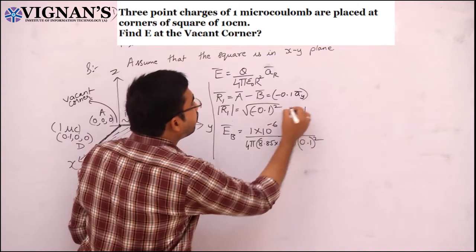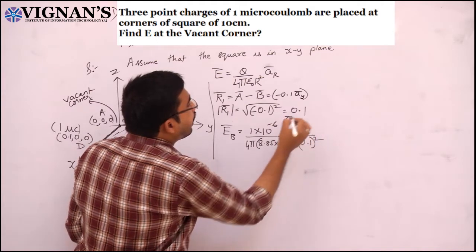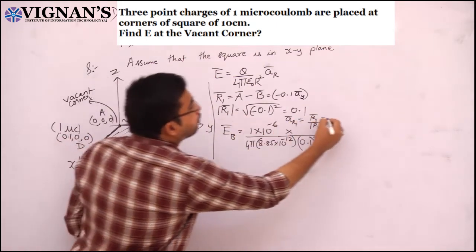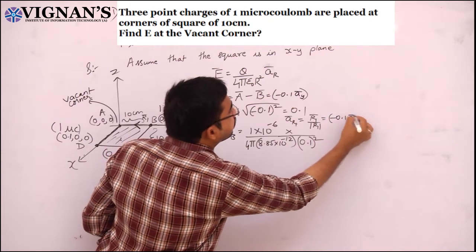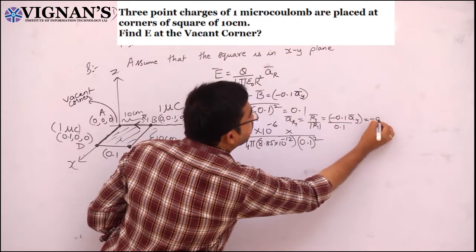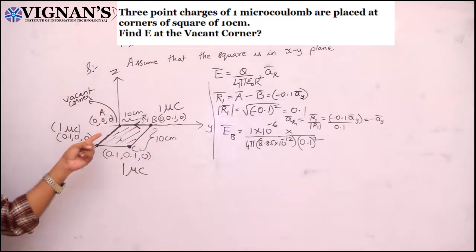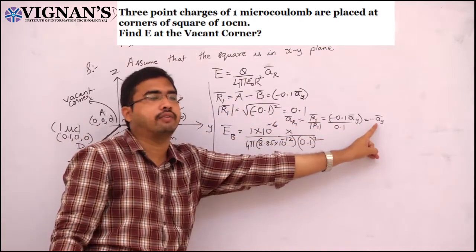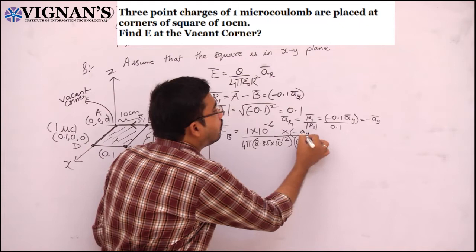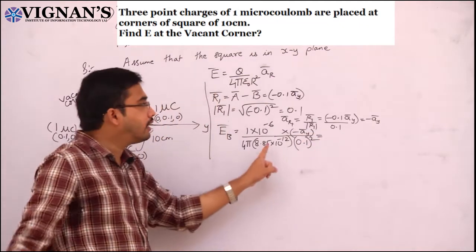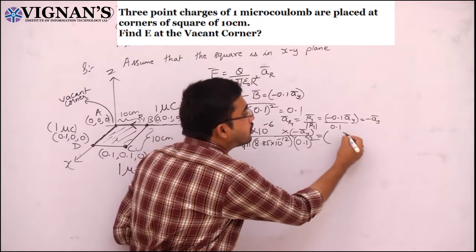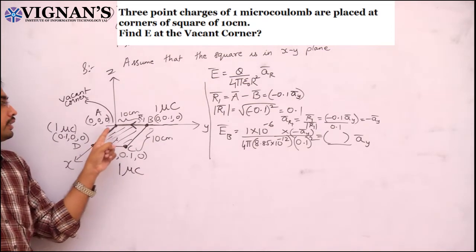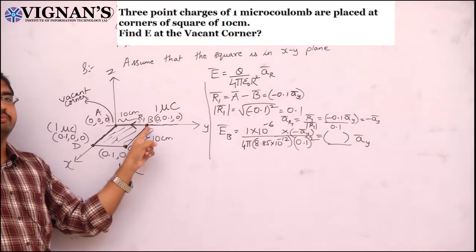The unit vector AR bar will be R1 bar by mod R1 bar, which is equal to minus 0.1 AY by 0.1, that means minus AY. As this point is on y axis and you are taking in opposite direction, your vector will be minus AY. So minus AY. Use your calculator and simplify this value. You will get some constant into AY bar. This is the electric field intensity at point A due to the charge at the point B.